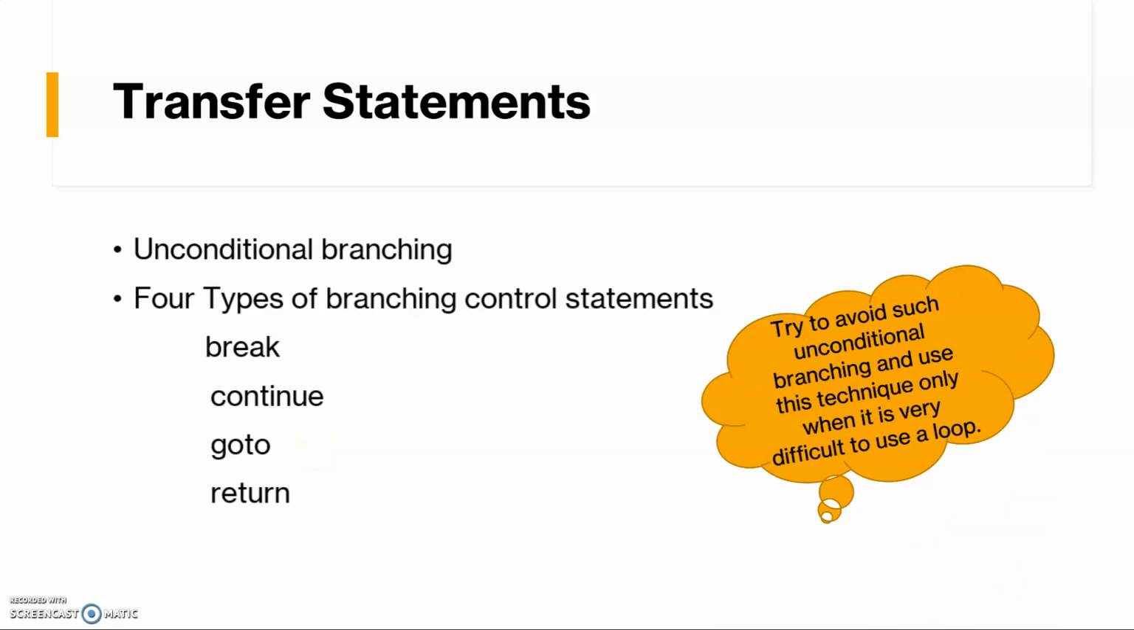But before learning about these control statements, you need to make a note: always try to avoid using these branching statements. Why? Because we can't understand the flow of execution, since there is no condition. So try to avoid these branching statements, and use this technique only when it is difficult for us to use looping statements like while loop, do while and for loop. If it is difficult for us to use those, then only you can use break, continue and goto statements. But mostly it is suggested you should not use these things.